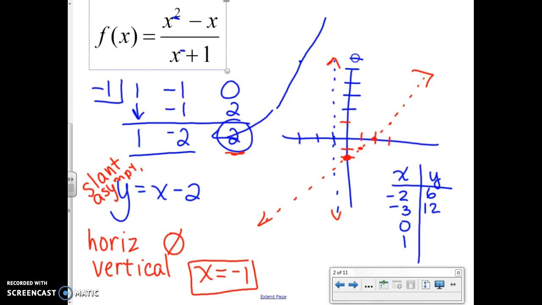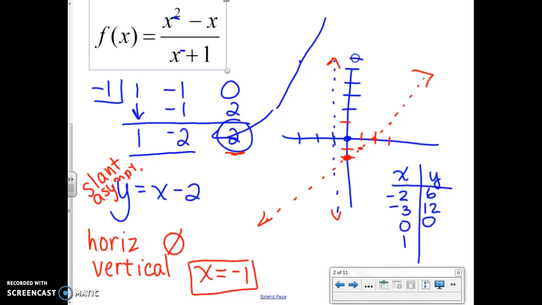But here, if I put 0 in, I get 0 divided by 1, and that's just 0. So 0, 0. That now tells me that my values were up here on the left, but on the right, they're going to be inside this slant asymptote. So if I put in 1, oh wow, I get 0 again. Don't I?